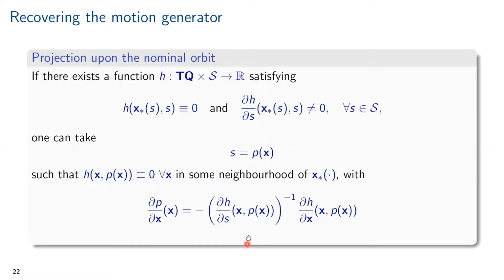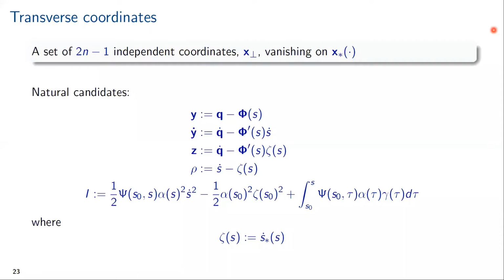And then by the implicit function theorem, we can find the corresponding gradient of p using the following formula. So this means that if we know such a function h, then we can recover this s through this projection operator p. And just to mention that such a function can always be found for these types of trajectories. So suppose now that we have found a nominal solution and a projection operator.